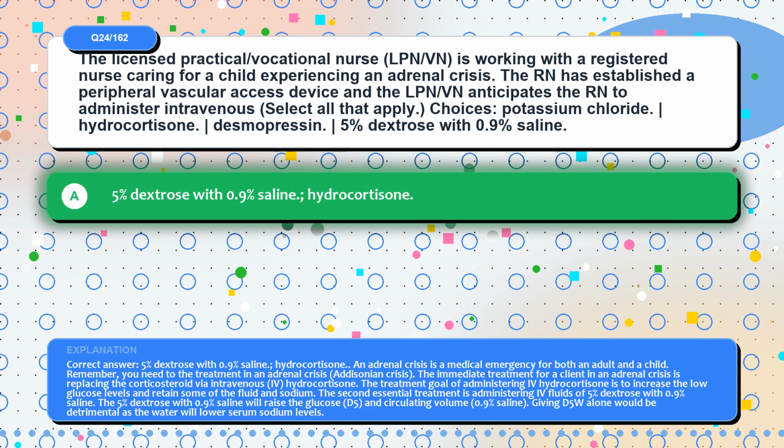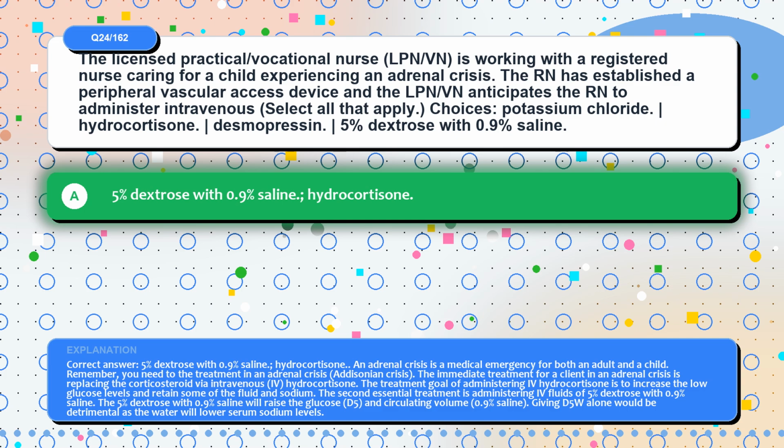Remember, you need the treatment in an adrenal crisis, Addisonian crisis. The immediate treatment for a client in an adrenal crisis is replacing the corticosteroid via intravenous hydrocortisone. The treatment goal of administering IV hydrocortisone is to increase the low glucose levels and retain some of the fluid and sodium. The second essential treatment is administering IV fluids of 5% dextrose with 0.9% saline.